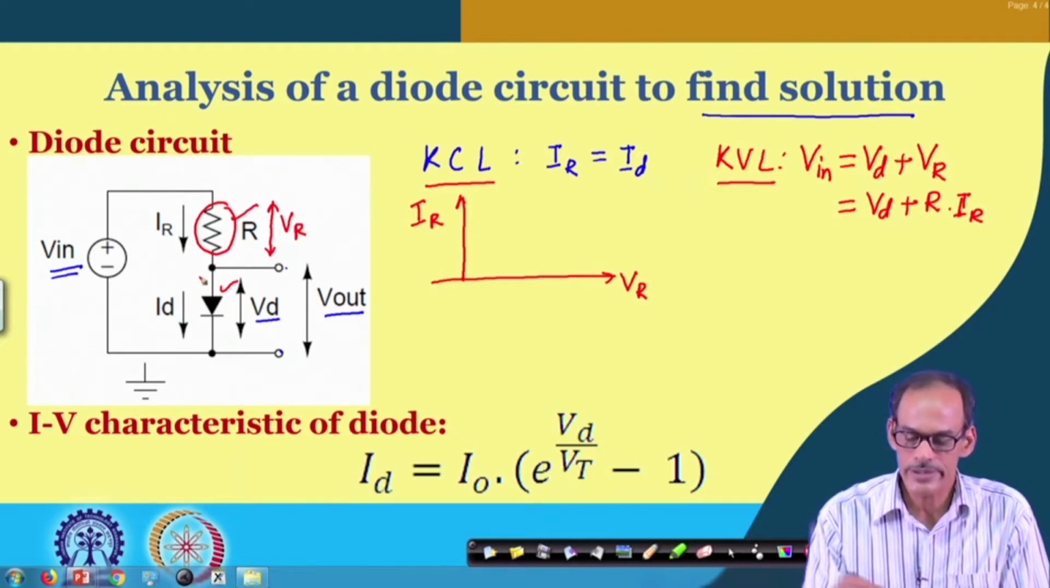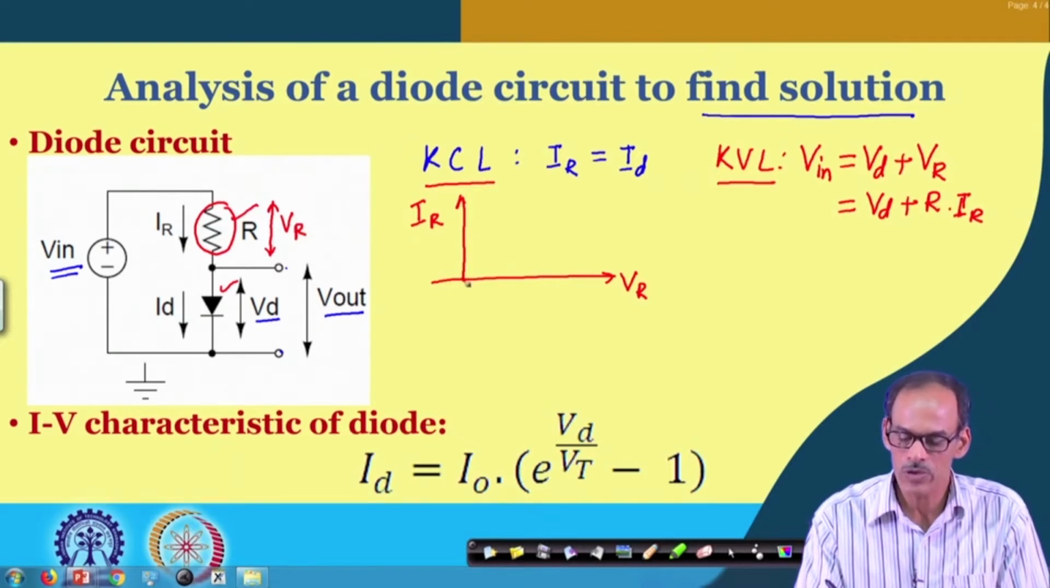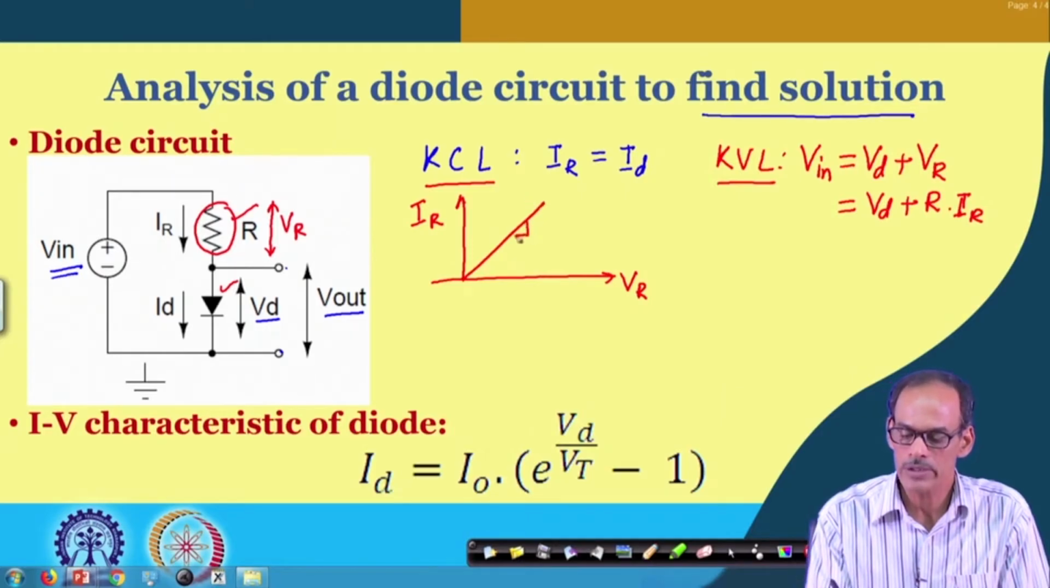So, as you know, this is a linear device. Based on the value of the resistance, it will go through the origin, and the slope of this line is 1 by R.